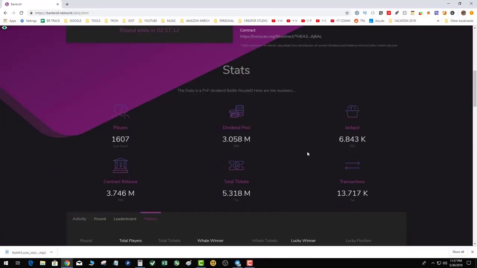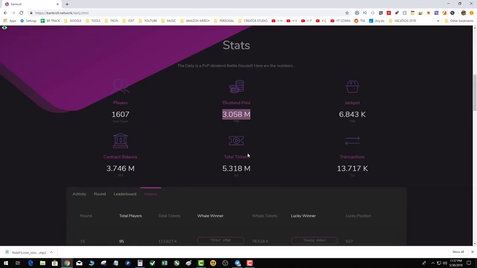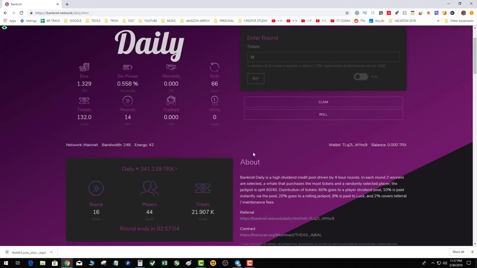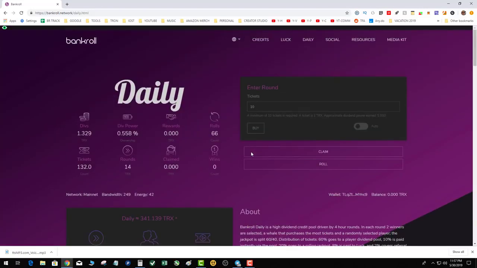And obviously this dividend pool will probably continue to grow as some people FOMO out and others keep playing the game.